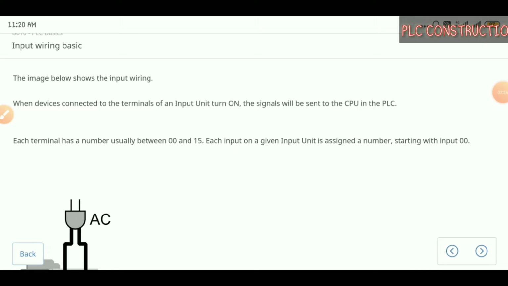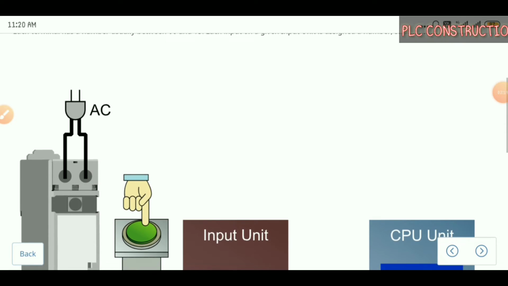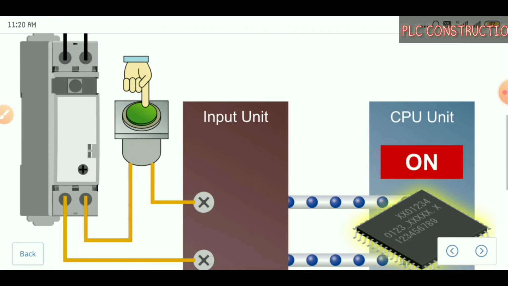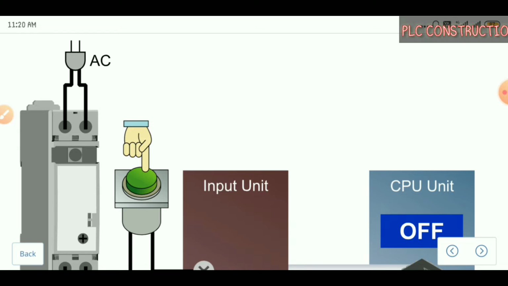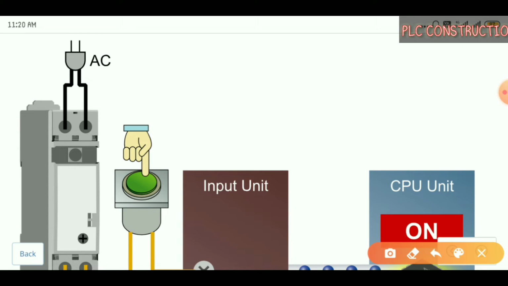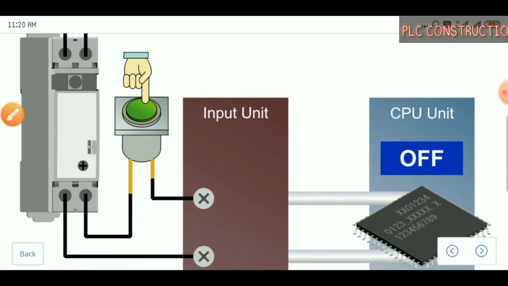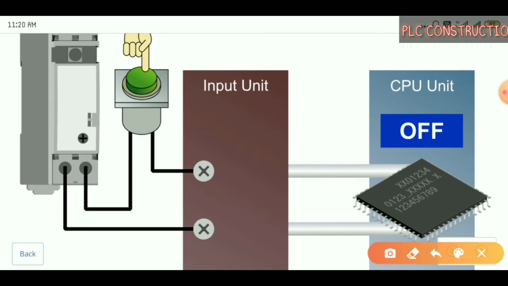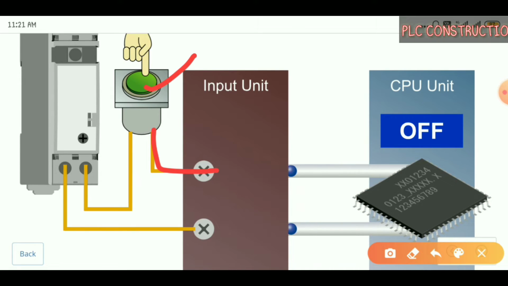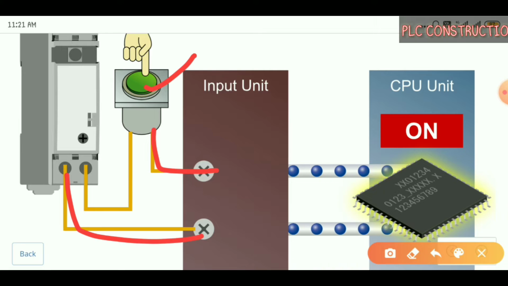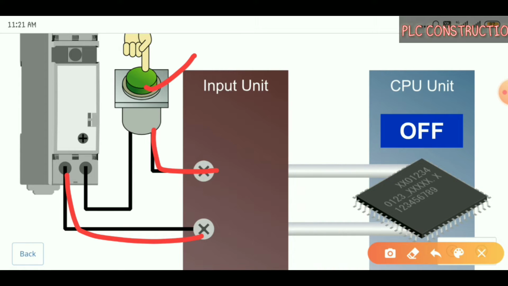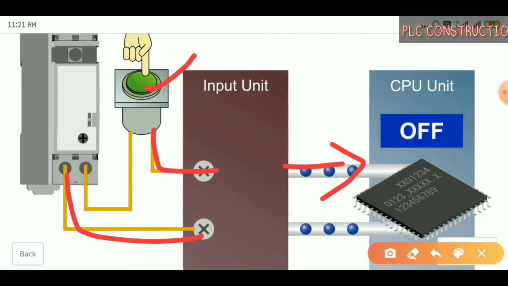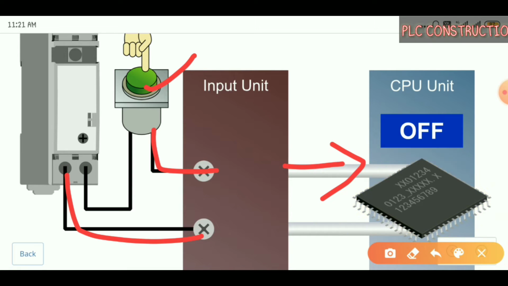In input wirings, this diagram is very useful. Some AC supply is given to the input devices, and when you press this push button, that power goes to the input unit. In that case it gives the signal to the CPU unit. So like this we do the input unit wiring.